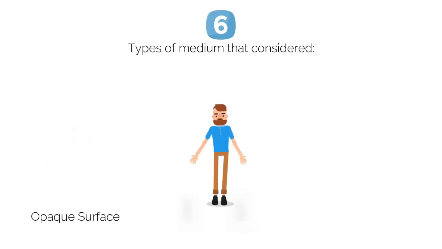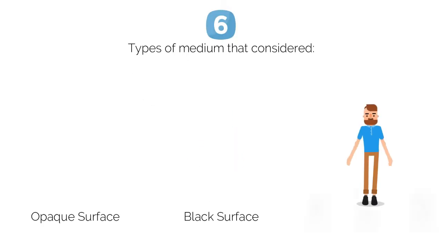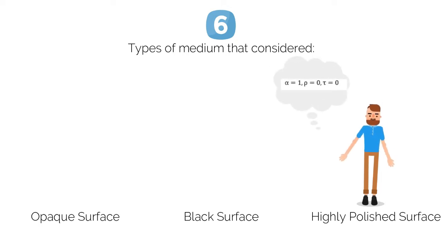Next, the black surface, where the perfect emitter and absorber occur. So, alpha equals 1, rho equals 0, and tau equals 0. The last one will be the highly polished surface that can reflect everything like a mirror. For this one, alpha equals 0, rho equals 1, and tau equals 0.